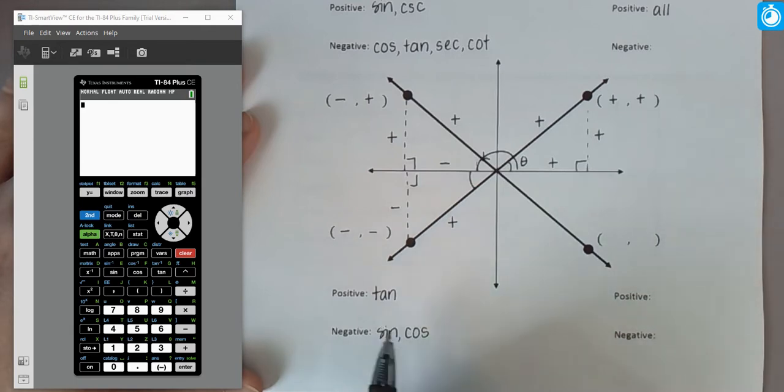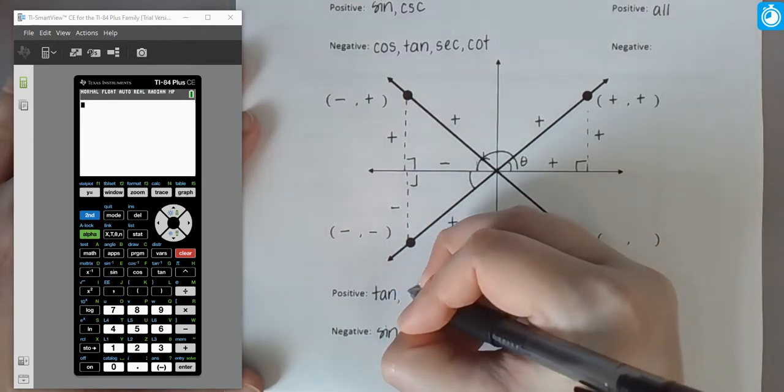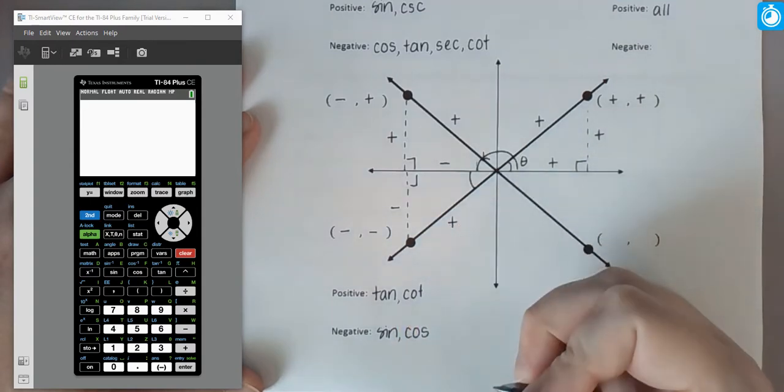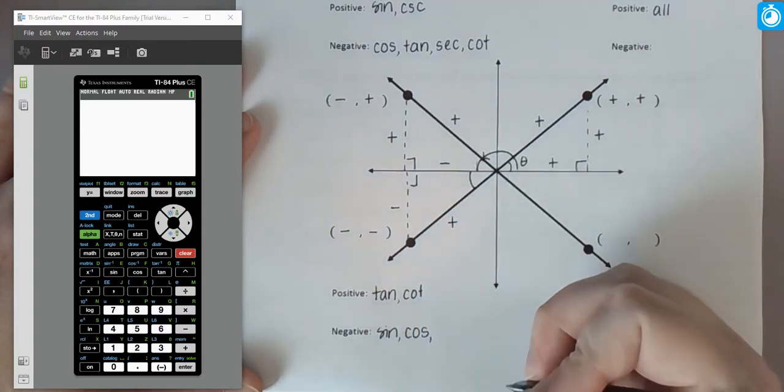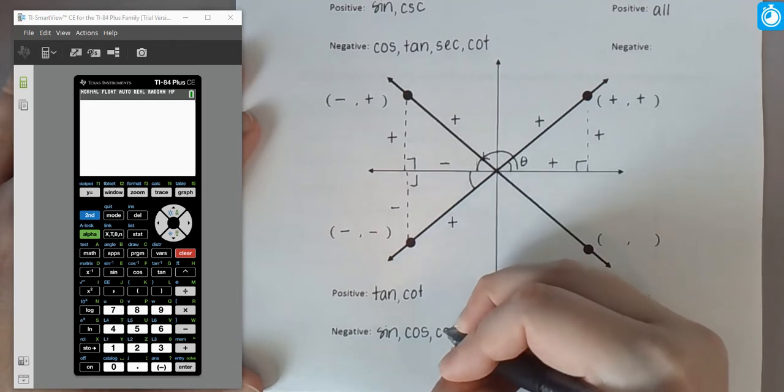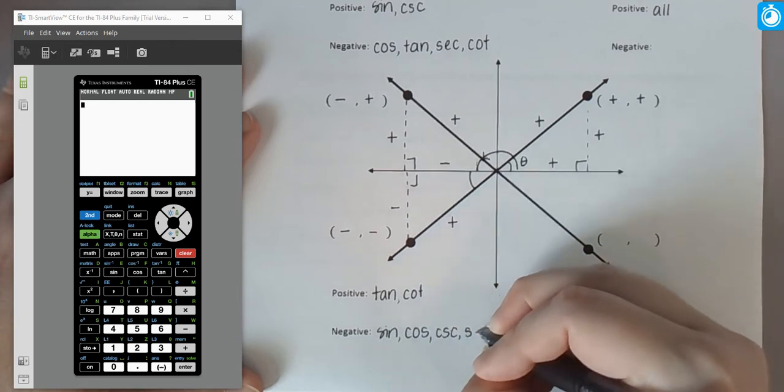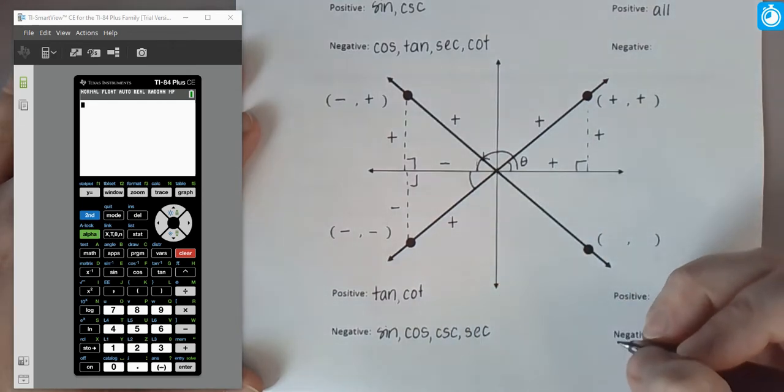And again, the reciprocal functions for these three are also going to have the same signs. So if tangent is positive, cotangent will be as well. If sine and cosine are negative, then cosecant and secant will be as well.